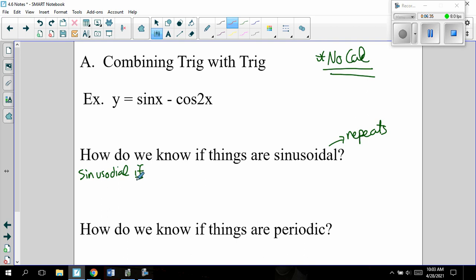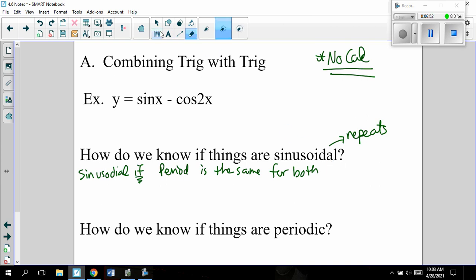if, and this is what you're looking for, your period is the same for both trig parts. Again, this is only where we're combining trig with trig. So if there's a quadratic in there, this doesn't apply to that.